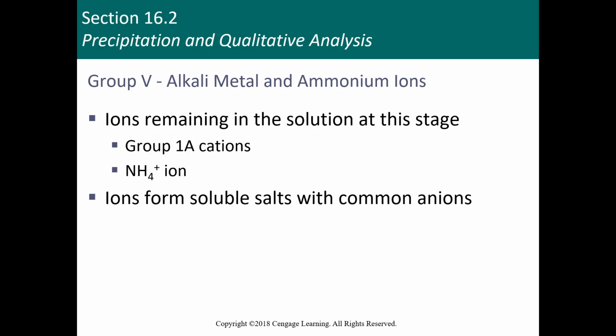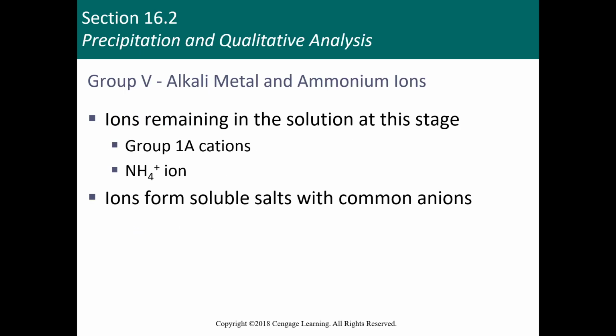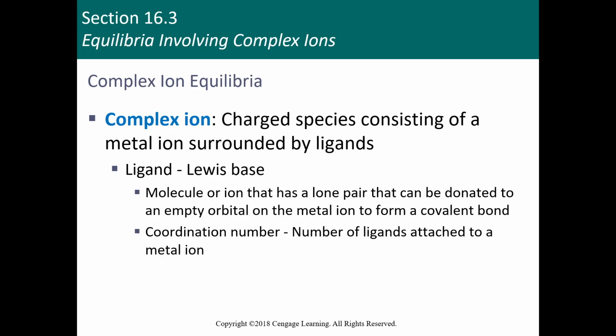Alright, so group 5 is going to be your alkali metal and the ammonium ions. These are the only things that should still be dissolved at this stage. The ions will form soluble salts with common anions. These are just incredibly hard if you wanted to try to form the precipitate with these. So these will be the ones that remain. You have to typically use different methods, usually electrochemistry, which we'll talk about later. Electrochemistry probes are a great way of separating these. And honestly, they've mostly supplanted this entire method, but they're very expensive and they can be somewhat finicky, whereas this method is very, very reliable.